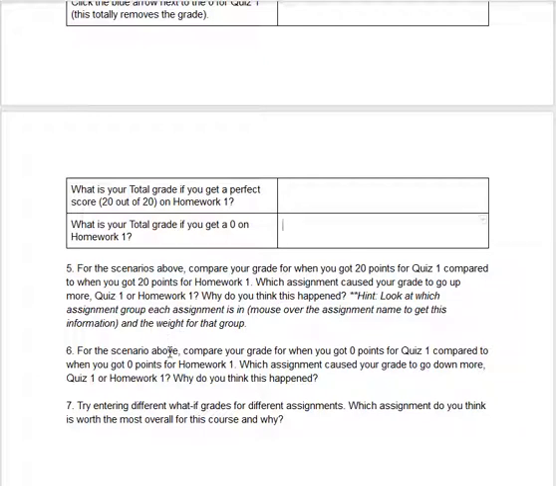Then for the scenario above, compare your grade for when you get 0 points for quiz 1 to when you get 0 points for homework 1. Which assignment caused your grade to go down more, quiz 1 or homework 1? Why do you think this happened? Well, in both of these scenarios, quiz 1 will impact their grade, whether it's a high grade or a low grade, more than the homework 1. And that's what you really want students to understand.